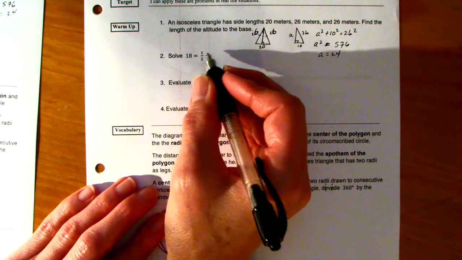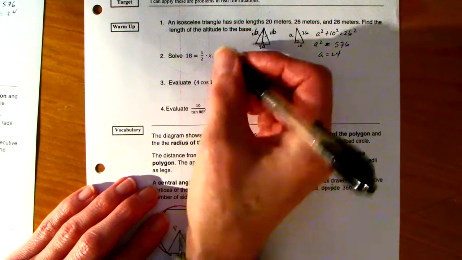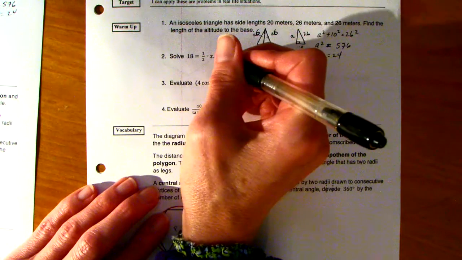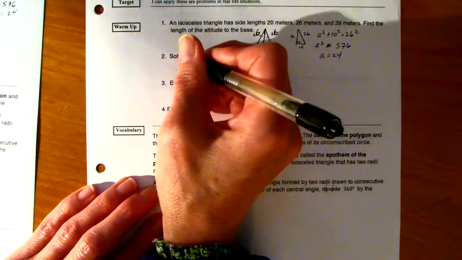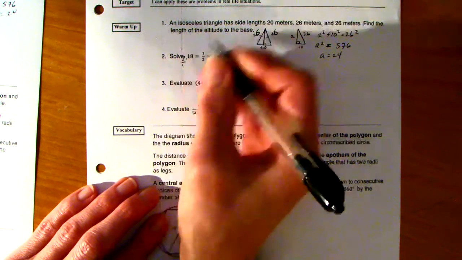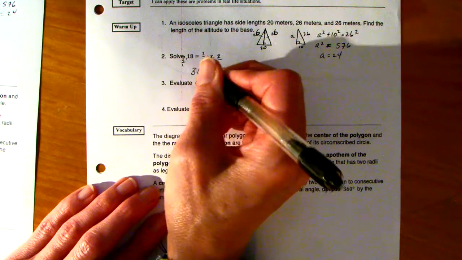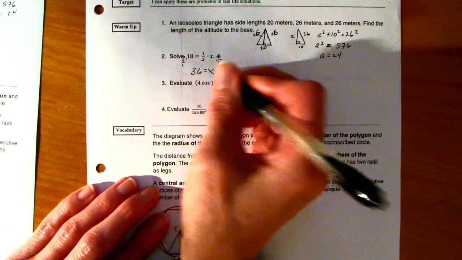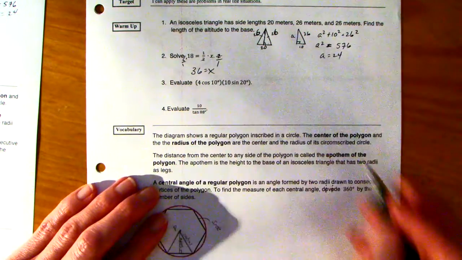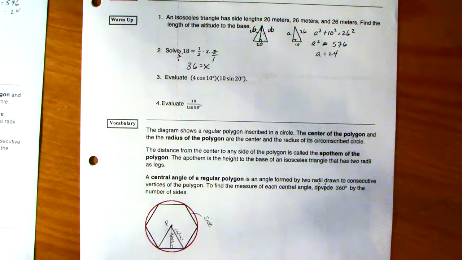How about this one? Solve. I need x by itself. It's being multiplied by a fraction. So to get rid of a fraction, multiply by the reciprocal. If I multiply this side by 2 over 1, multiply this side by 2 over 1, 2 times 18 is 36. Because these will cancel, x is 36.